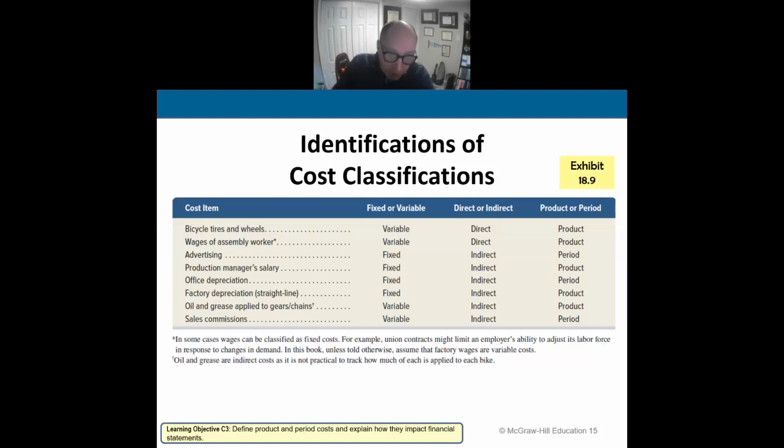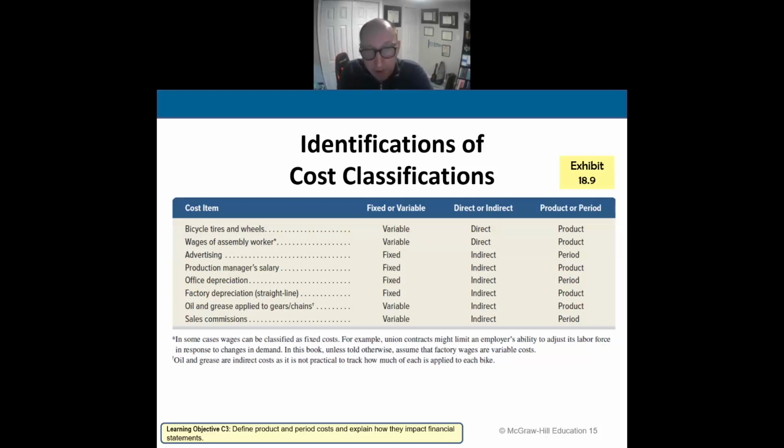I can hear you though, Dr. B. Oil in a chain. A chain's part of a bicycle. I know it is. But it's an indirect cost because it does not make up the majority of the cost of the bicycle. It's just a very minute component. Applying grease, guess what? Grease gets used over time, evaporates. It's indirect because it's a very, very small cost of the bicycle.